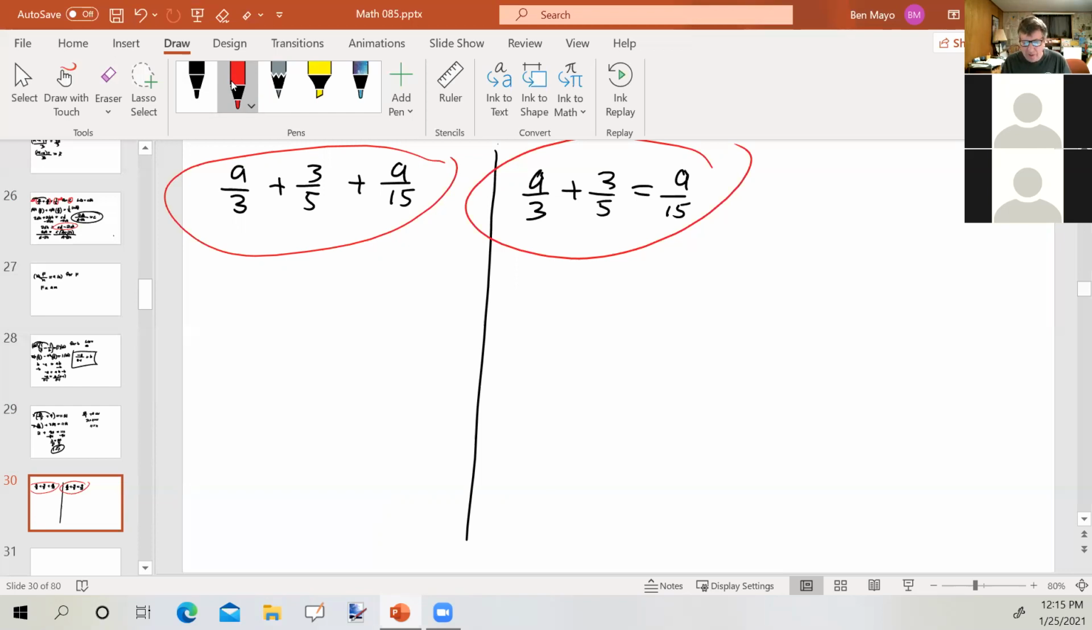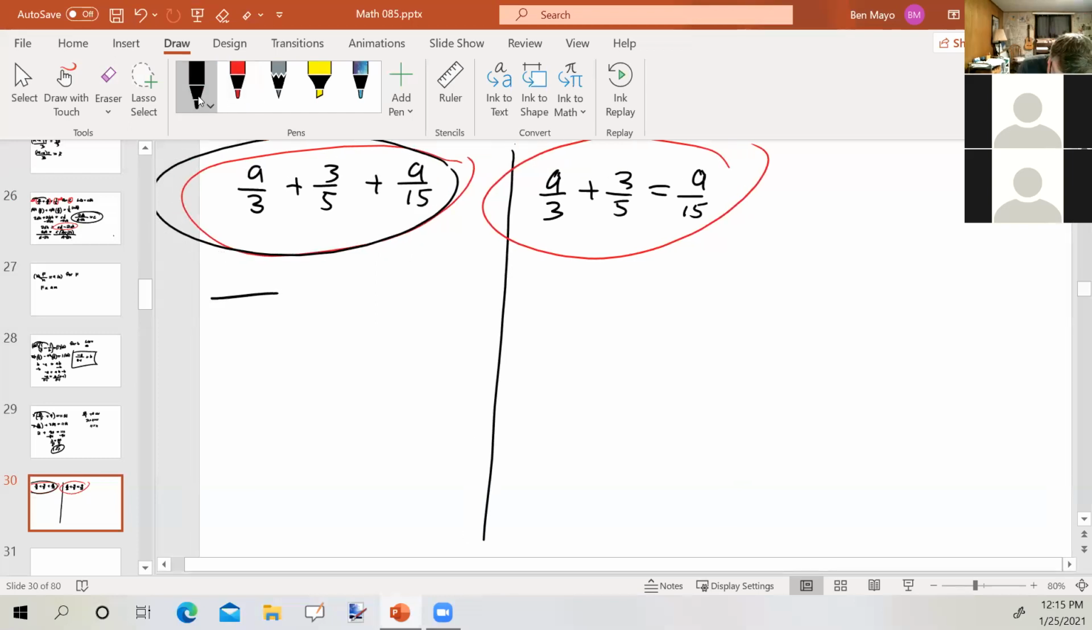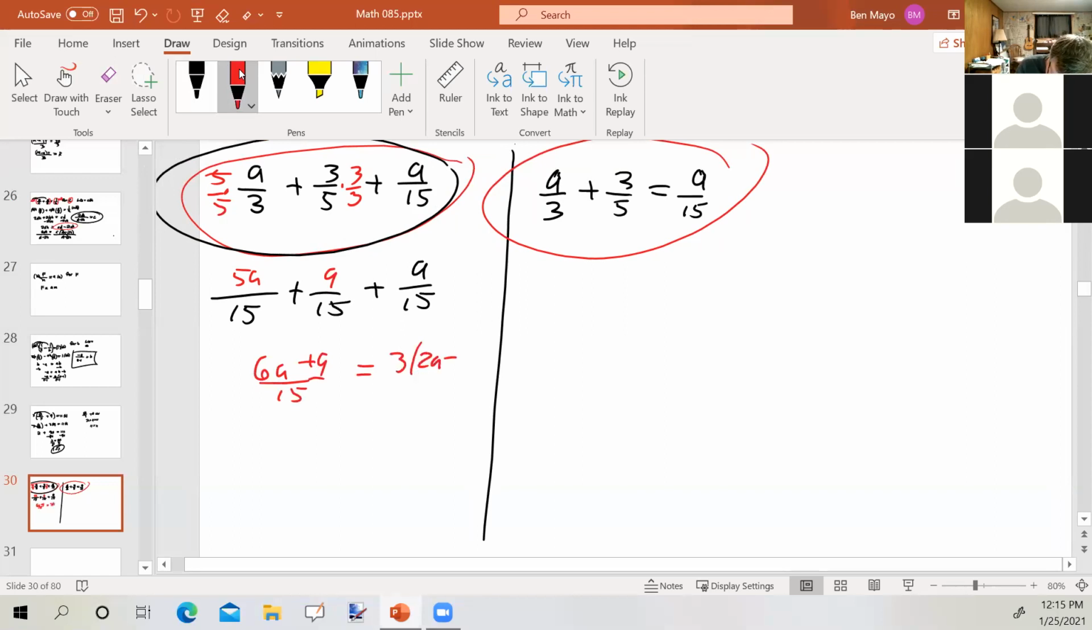Okay. The second one, A over 3 plus 3 over 5 equals A over 15. That is an equation. You have both sides, so you can multiply both sides by 15 to clear the fractions. So this first one, all you can do is build everything to a common denominator. So this is going to be 5 over 5, so 5a, and 3 over 3, plus 9. So you're going to get 6a plus 9 over 15, which is 3 times 2a plus 3 over 15. 3 over 15 is 1 over 5. So you end up with 2a plus 3 over 5.